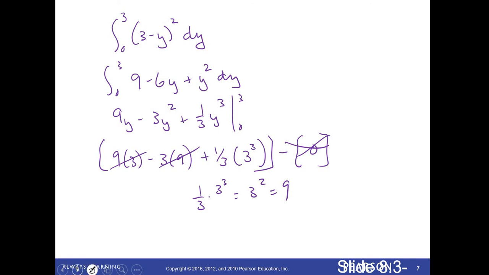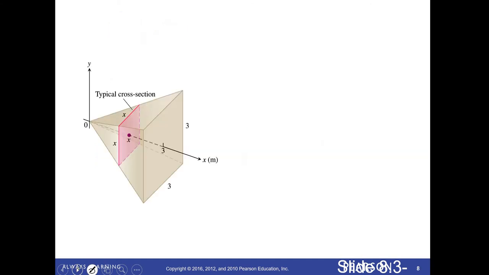This is what the book did, which I thought was really pretty brilliant. They drew the pyramid with the center going down the x-axis. A typical cross section was here, and they just determined arbitrarily that when I got to x equals 3, my square would be 3 units. So when I'm at x, my square will be x units.